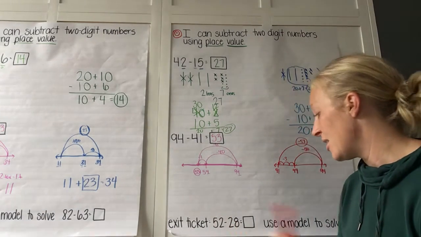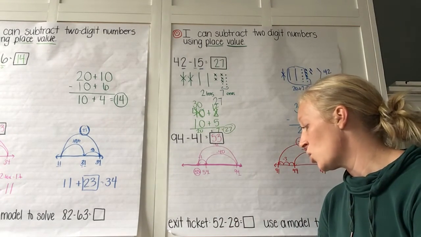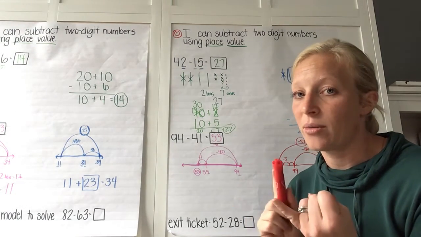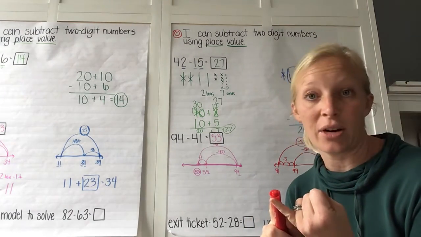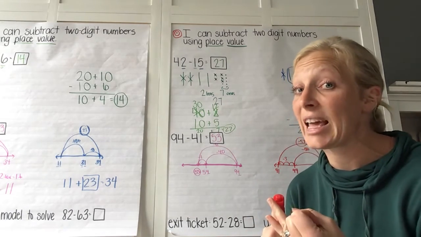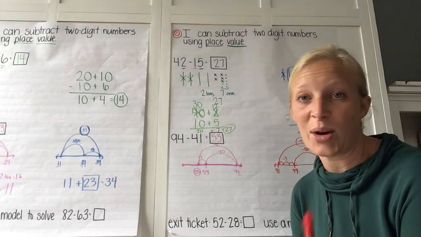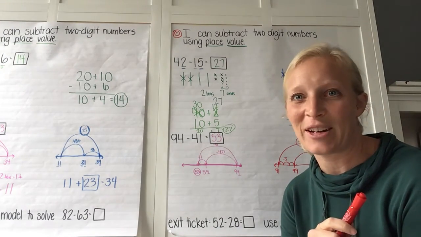Your exit ticket today is 52 take away 28 equals blank. Remember, when you're using your model, you're making sure that all your parts are in your work, that you're labeling those parts, and that you're making sure that you put a base space for the unknown and putting that answer in there once you've figured it out.